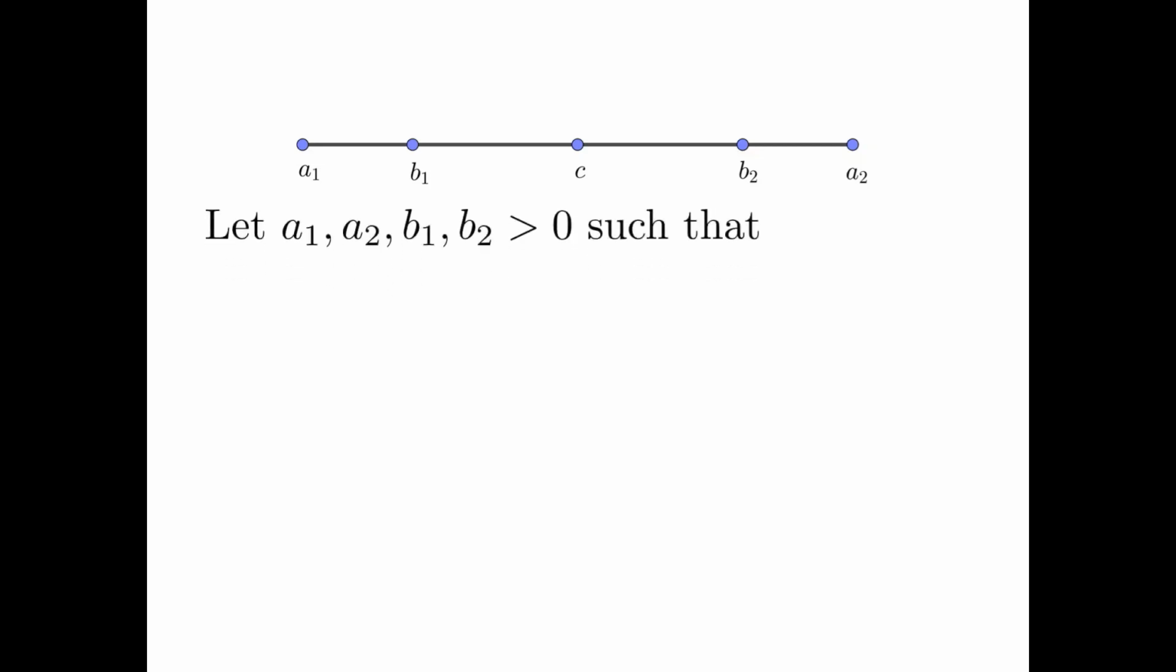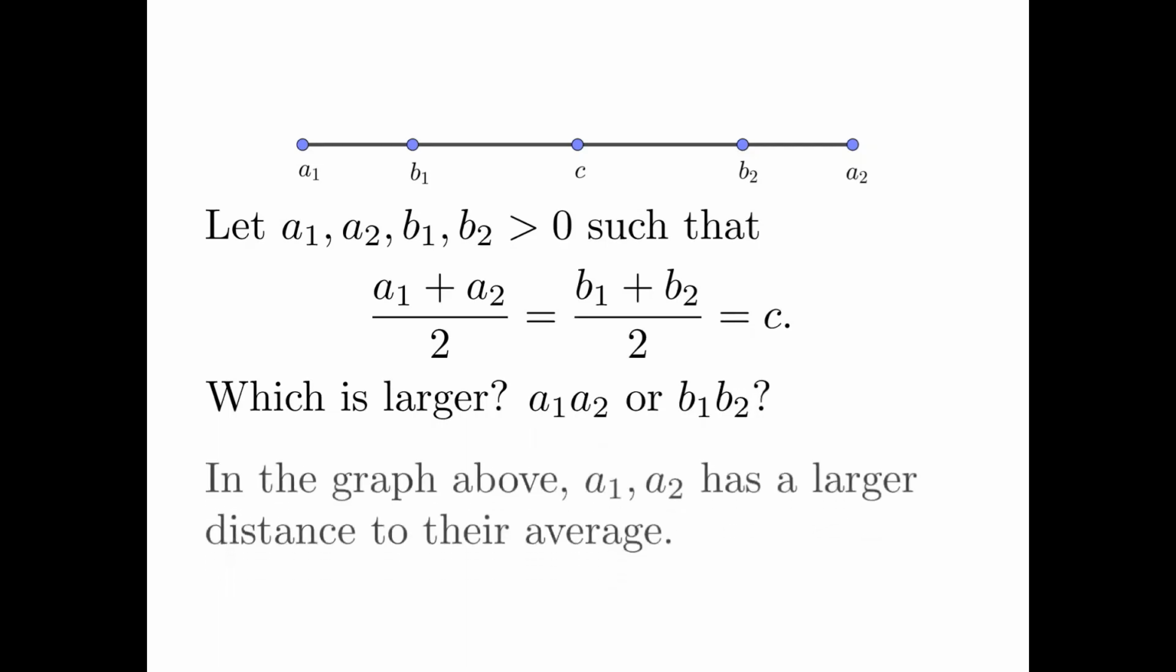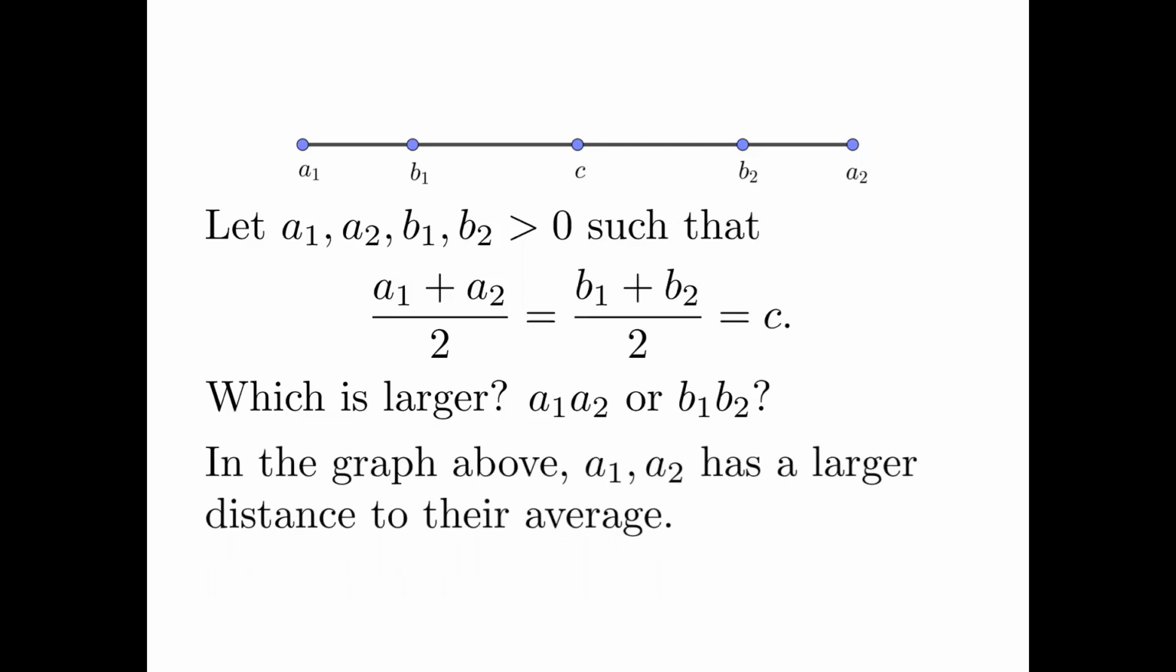Assume a1, a2, b1, and b2 are four positive numbers, so that the average of a1 and a2 and the average of b1 and b2 are the same, which is c. Question: which is larger, a1 times a2 or b1 times b2? In the graph above, a1 and a2 have larger distance to their average. Therefore, a1 times a2 is relatively smaller.